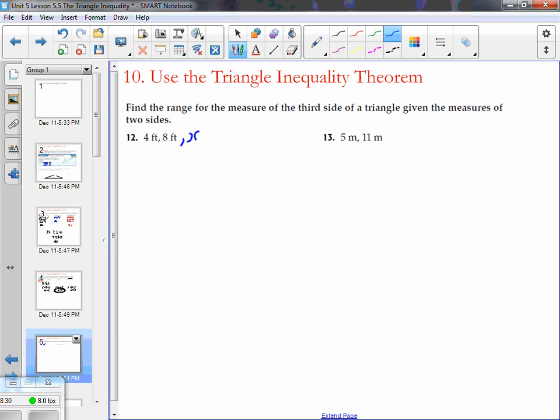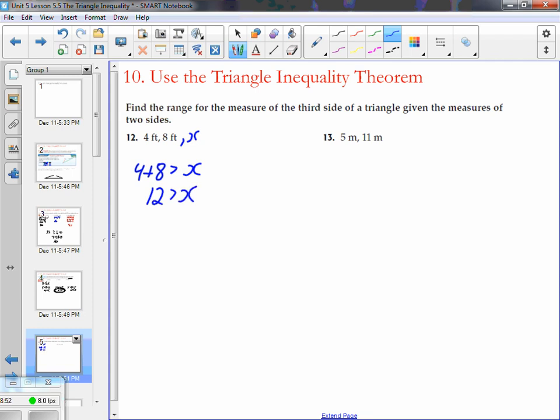So there is a range in there somewhere where we can use these 3 sides or 3 segments to make a triangle. And if I convinced you that there is a range, now here's how you find it. So 4 plus 8 has to be greater than x. The triangle inequality theorem says so. So 12 has to be greater than x.